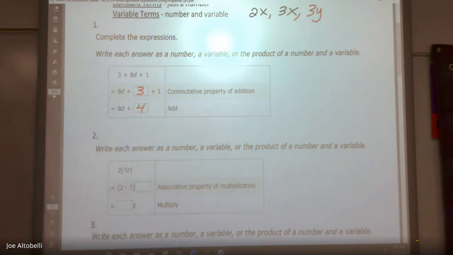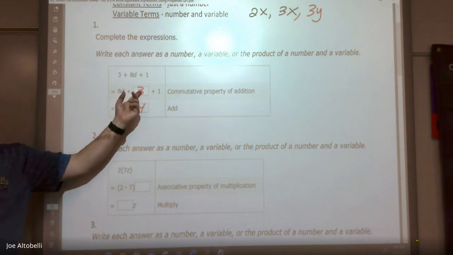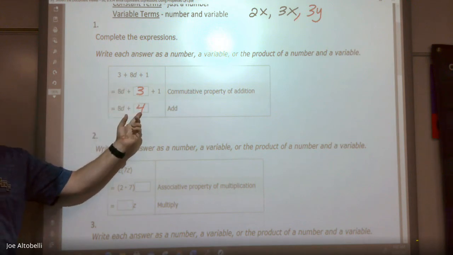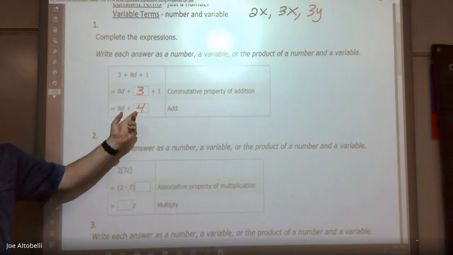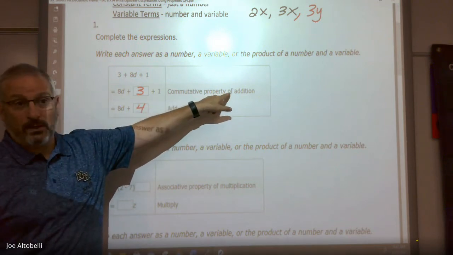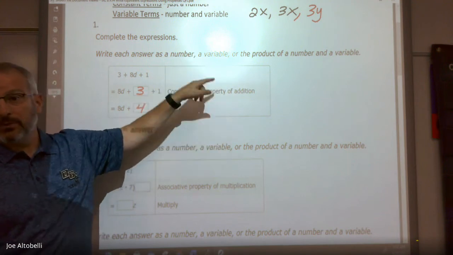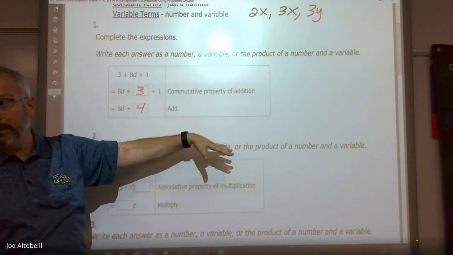So you'll have to put in the correct number here and the correct number there to get it right. Later on, you're going to have a drop-down window here, and it's going to ask you what property you're using. So you've got to know your properties. Sometimes there'll be a drop-down window where you'll have to click and then pick the property that you're using.